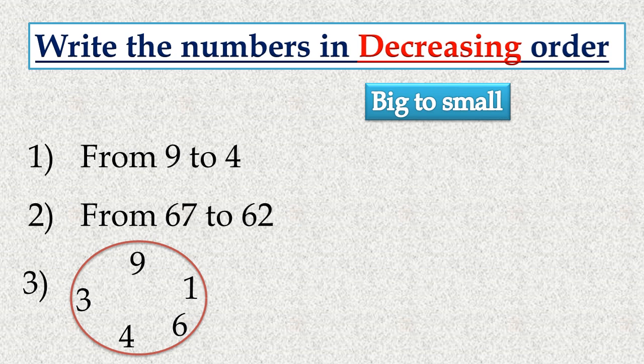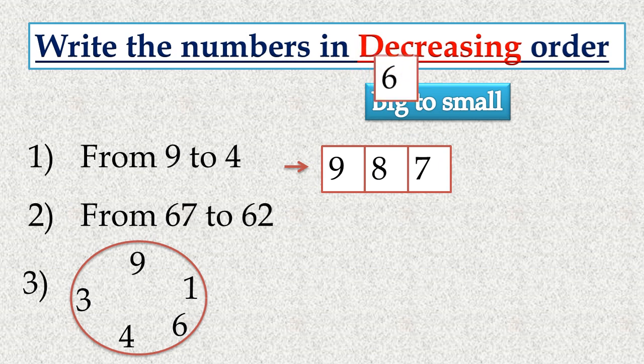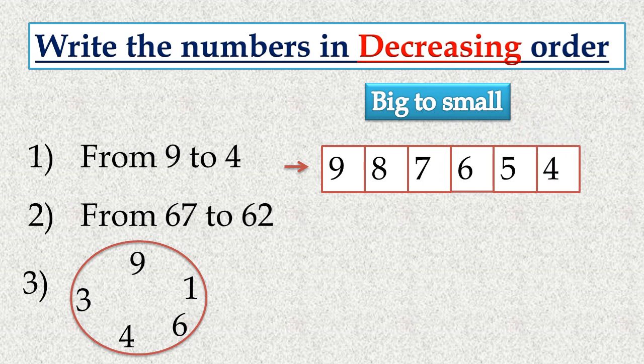Okay. First question. Numbers from 9 to 4. We want to write or arrange in decreasing order. So here the biggest number is 9. So we want to write number 9 in the first box. Then the second biggest number is 8. Then the next biggest number, the third biggest number, is 7. Then number 6. Then number 5. Then number 4. Now we arrange numbers from 9 to 4 in decreasing order.